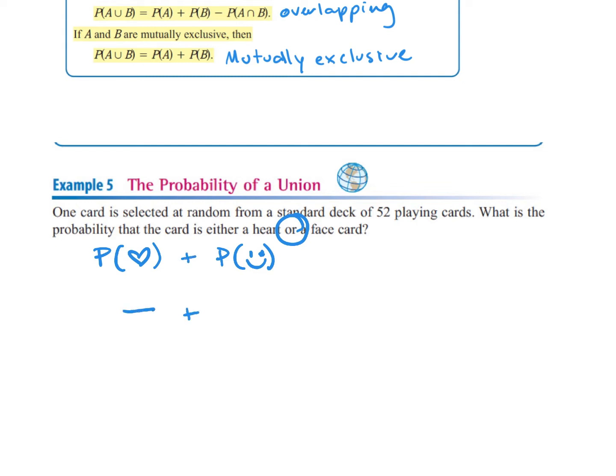So how many cards total do I have? 52. And how many of those are hearts? 13. There's 13 of each suit. So if I have 52 cards, there's 13 hearts, 13 diamonds, 13 clubs, and 13 spades.